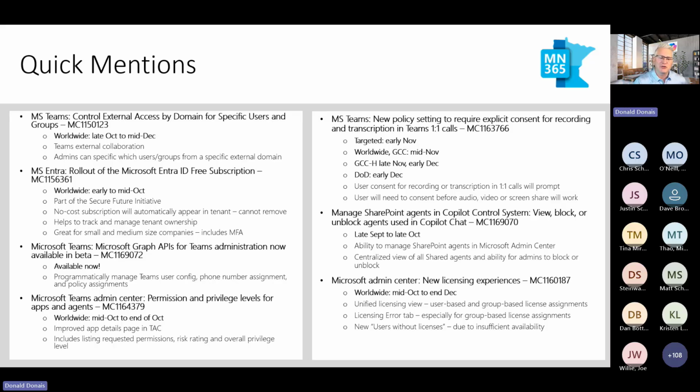And then from a SharePoint agent side of things, some ability to view, block, or unblock agents using Copilot Chat. And then some new licensing experience as far as how you're going to be able to see if a license is applied to a user or groups and if there are any issues, right? So you'll be able to see things like users without licenses, if they don't have permissions, or you'll see errors, those types of things.